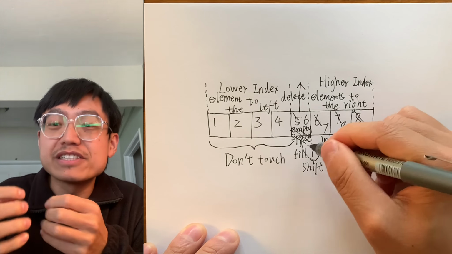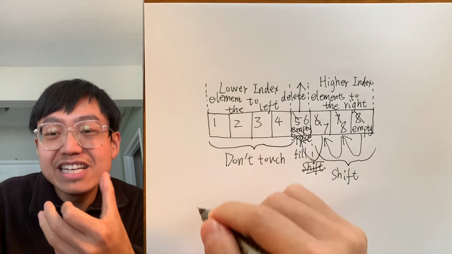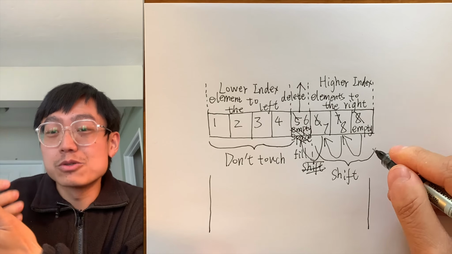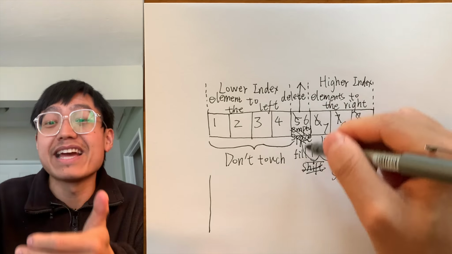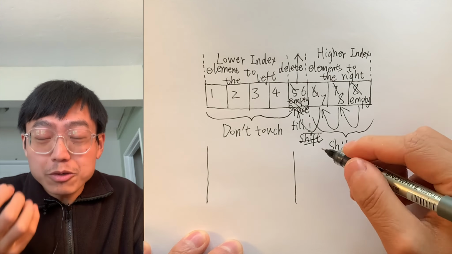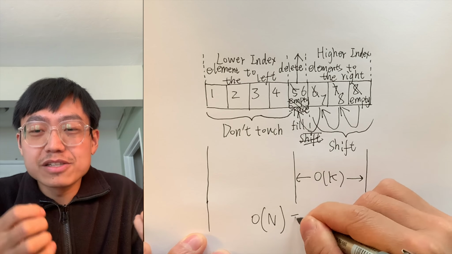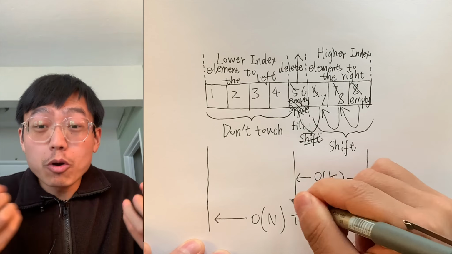Shifting the elements on the right side takes O(k) time, where k is the number of elements on the right side of the given index. Since k is potentially approximately equal to n, we can say that the time complexity of this operation is also O(n).